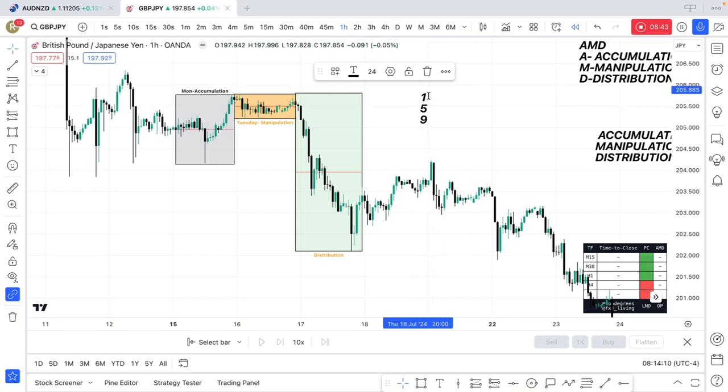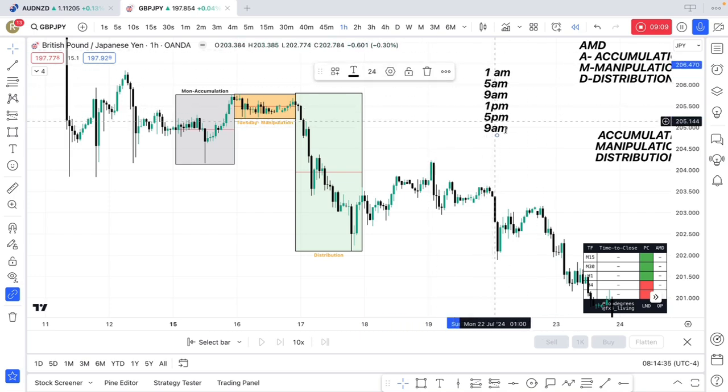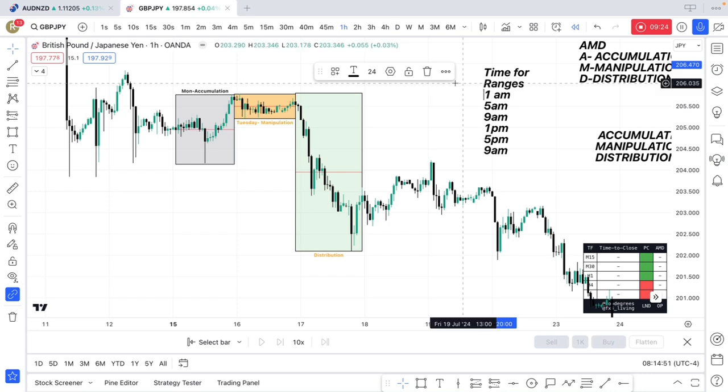The 1 a.m., 5 a.m., 9 a.m., 1 p.m., 5 p.m., and 9 p.m. These are the times that the ranges are created. Time for ranges.